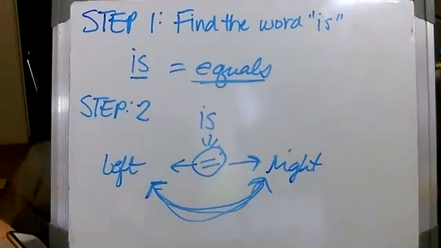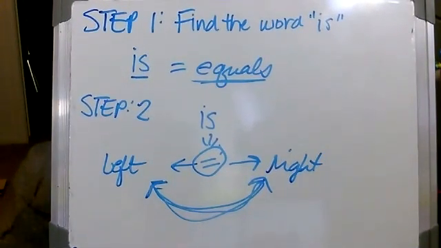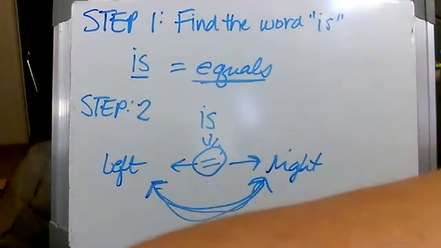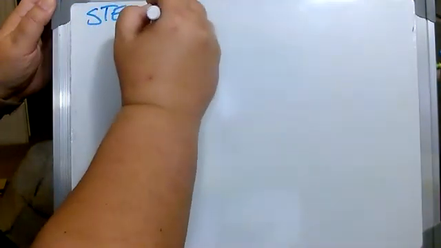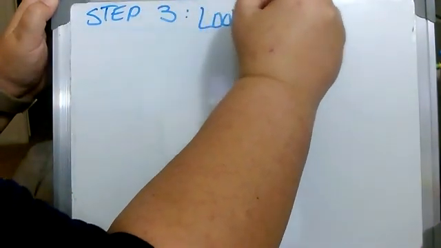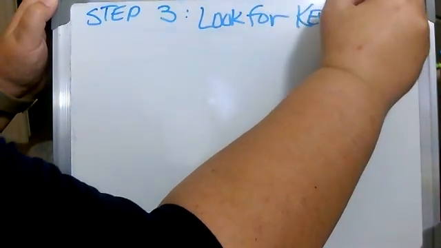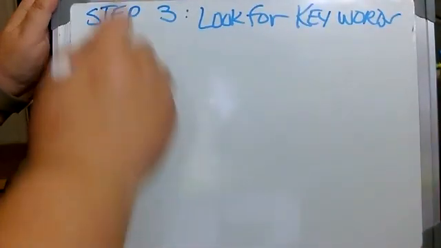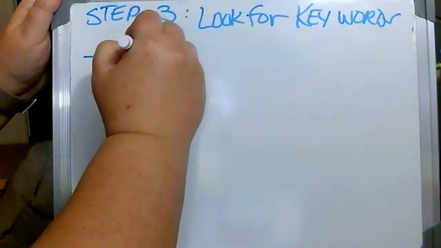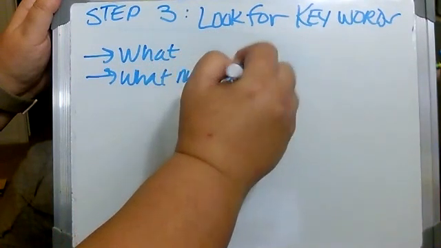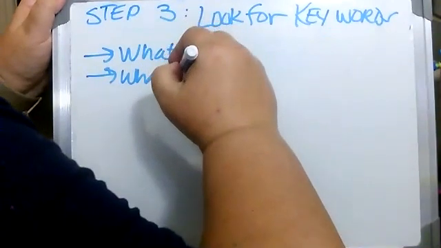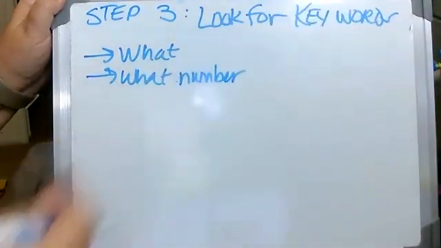Okay, so step 3 then, if you want to write that down, you can. Take a minute. 1, 2, 3. Okay, so now we're going to go on to step 3. Look for keywords. So one of the keywords would be the word what, or perhaps even what number. That means that is the unknown. That's the value you're going to try to find, that what number.